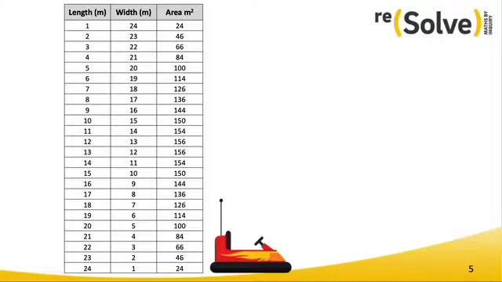Here is the table of all possible rectangles with a perimeter of 50 metres and then the matching area. So it starts with a length of 1 metre and a width of 24 metres. When you put those numbers together, you get 25, and when you double them, you get 50. So the perimeter is 50 metres. The area here is 24 times 1, which is 24 metres squared.